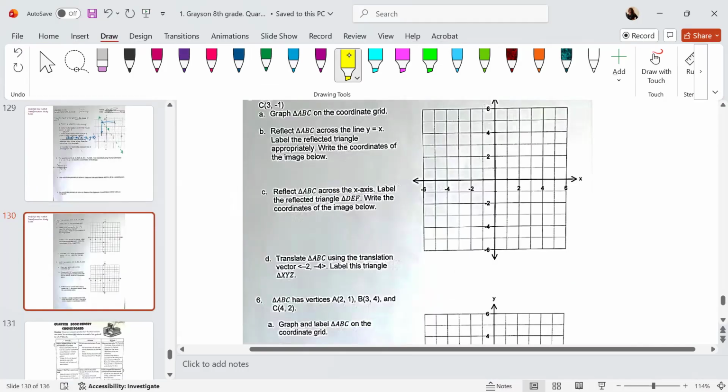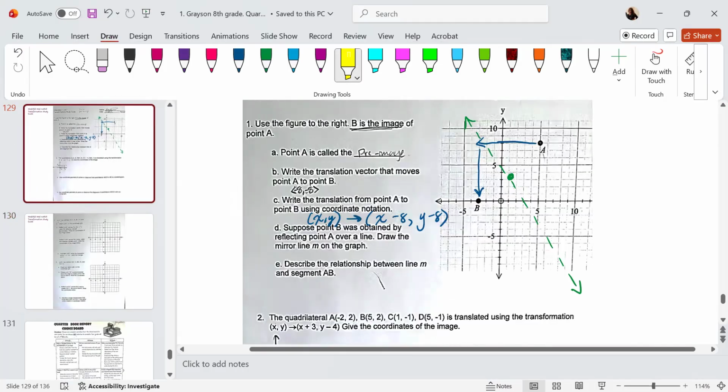And then you want to use exactly the same words that they're using. So it says draw a mirror line M. So then you want to label this as mirror line M, correct? Yes. Where A reflected over M to get B. Does that make sense? Yeah.